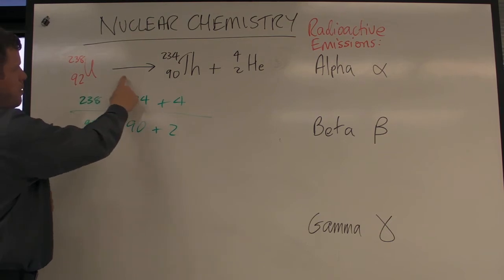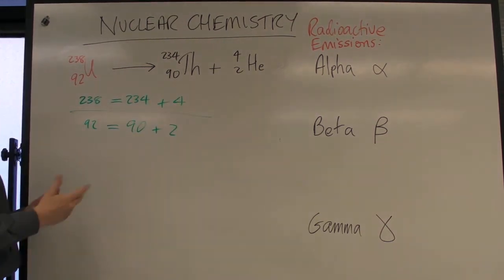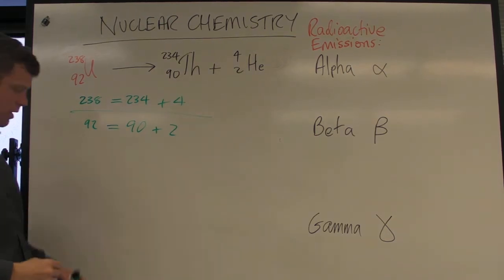So 90, pretend that this is an equal sign. 92 equals 90 plus 2. 238 equals 234 plus 4. Alright, so it all adds up.